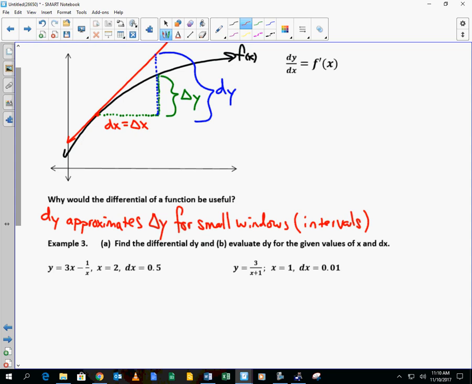So, wouldn't it be a nice thing to come up with a formula for dy? Well, we've always said that dy over dx is basically the same thing as f prime, right? It means the derivative. Well, let's just multiply both sides by dx. You get dy is equal to f prime of x dx. Easy peasy. So we can find dy rather quickly.